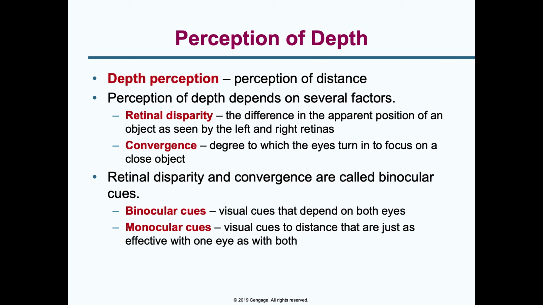And then retinal disparity and convergence are called binocular cues. Binocular has to do with two eyes. So if you want to think of looking through binoculars, or bi stands for two, these are cues that depend on both your eyes seeing them. Whereas monocular, or mono, if you want to circle mono, refers to one eye. The visual cues to distance are just as effective with the one eye. Just looking at something, you'll be able to see its distance as well with one eye as with both eyes. So there are two different ways to look at that.